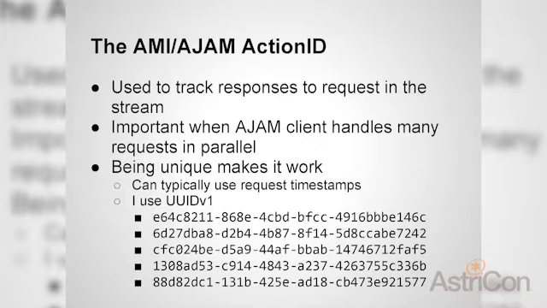So enter the AMI action ID. This is used to track responses to specific requests in the stream. So when you make a request, you send the unique action ID tag along with it. I'm going to show that in the next slide. And then you'll look for that unique ID later on in your code. It's very important if your program handles a lot of requests in parallel. Otherwise, you can kind of stick with a synchronous model, but I really advise going away from that model.